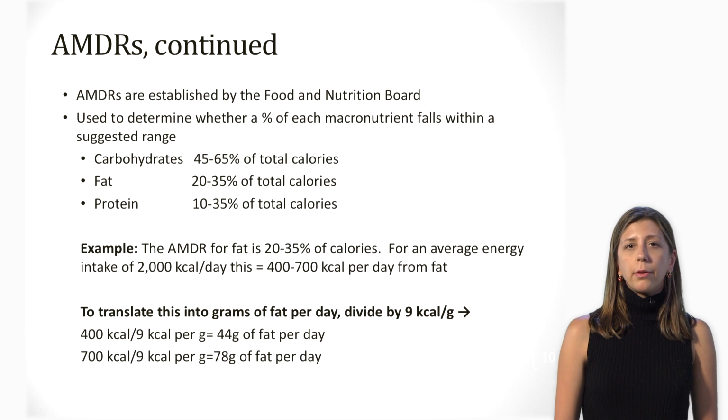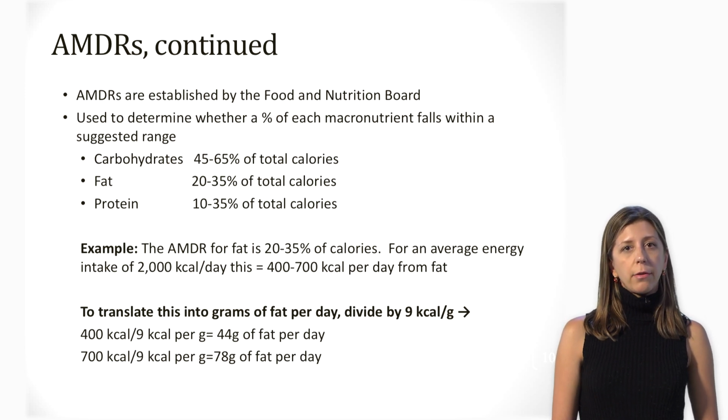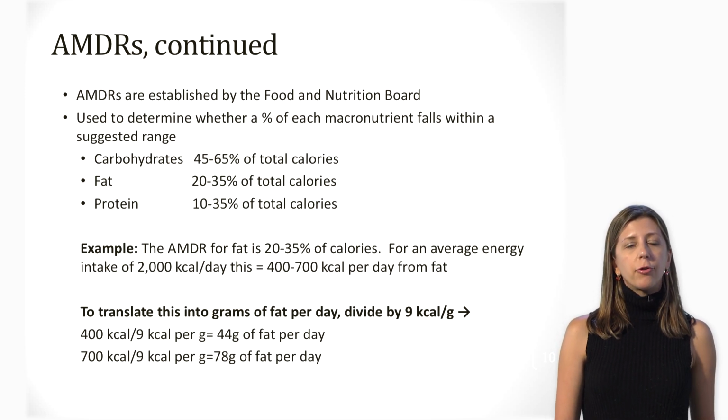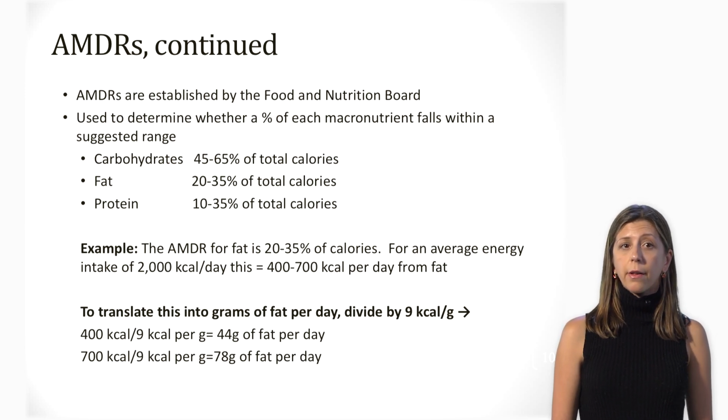So if you have someone who's on a daily diet of about 2,000 calories a day, how does that translate into calories? Well, if you took the low end of the AMDR, that 20%, you would take 20% of 2,000, and that's 400 calories per day from fat. If you took the higher range of that percentage of the AMDR for fat, 35% of 2,000 is 700 calories per day from fat. So that's really your range.